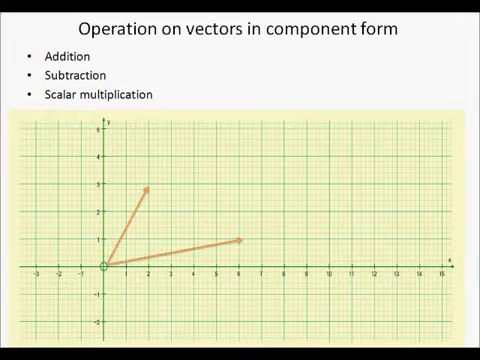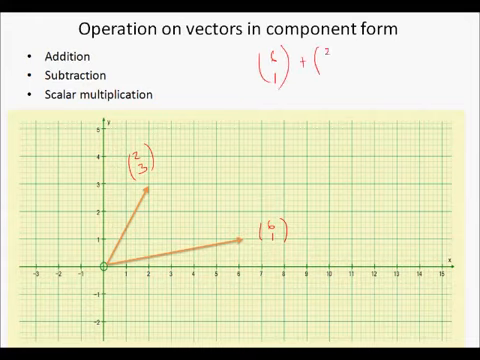We have two vectors, and you know what it is. This is vector 6 1, because 6 horizontal and 1 vertical, and this is 2 3. So what happens when you add them? You just add them like this, and you should be getting 8 4.